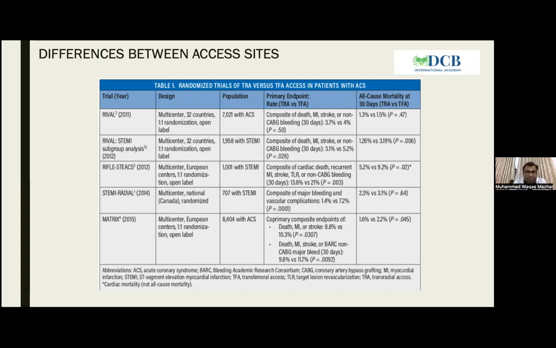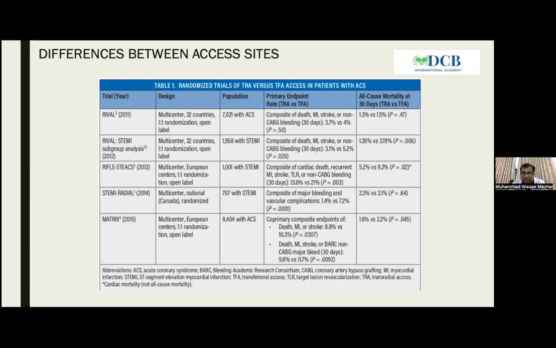And later on, Matrix, which was conducted in 2015, was done in multiple centers in Europe with 1:1 randomization. It is also an open label trial. In this, a very large number of patients were taken, 8,404 patients with acute coronary syndrome, and the co-primary composite endpoint of death, MI, stroke was 8.8% with transradial and 10.3% with the transfemoral approach.